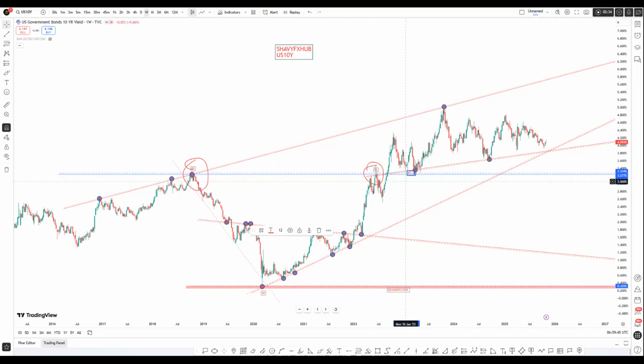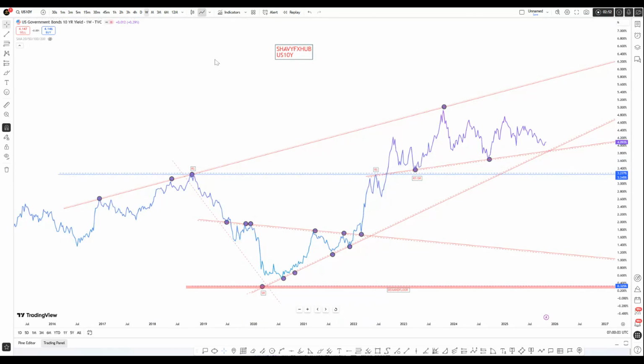RT slash SR, where support becomes resistance after break of structure, to retest a broken resistance structure on a weekly time frame as now a current support. We reacted here in 2018, we reacted here in 2022, and we came back in 2023. You can see it from the line chart.